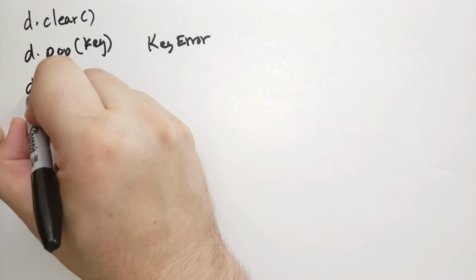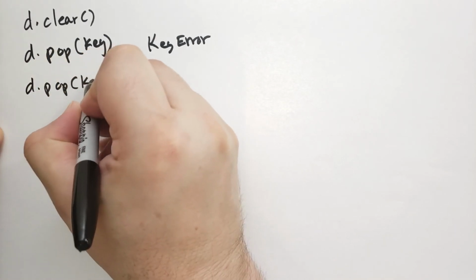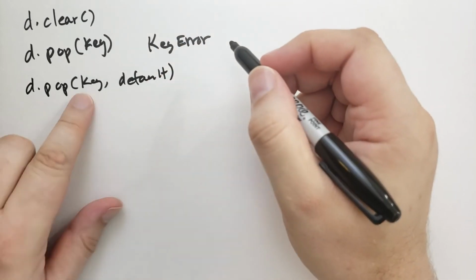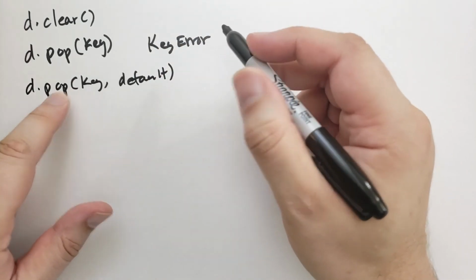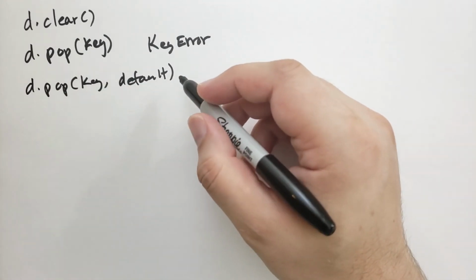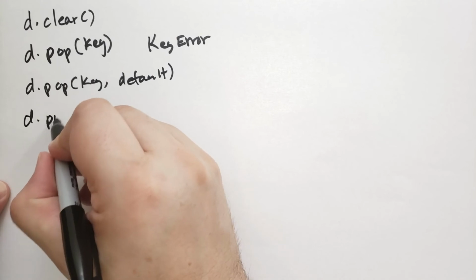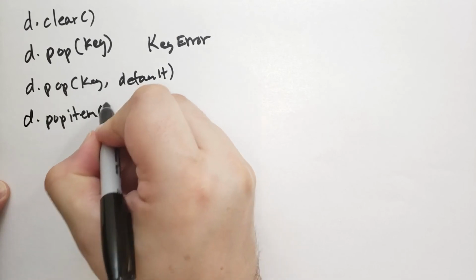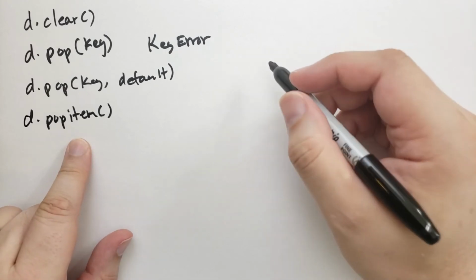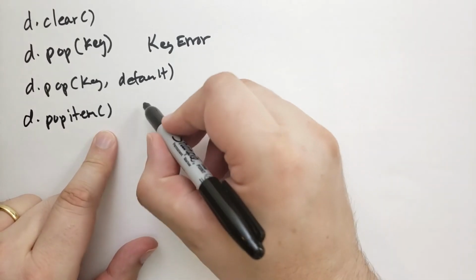You can also call pop with a default value, which will remove the key from the dictionary, returning its value. And if the key isn't there, it will return the default value instead and not raise a key error. You can also call d.popItem, which returns a key value pair from the end of the dictionary. If there is no elements left, that will raise a key error.